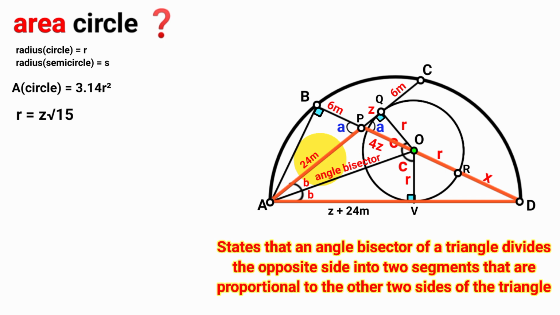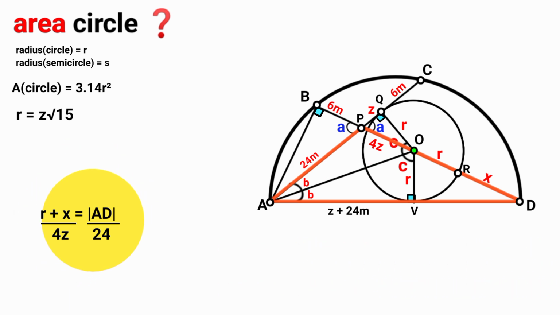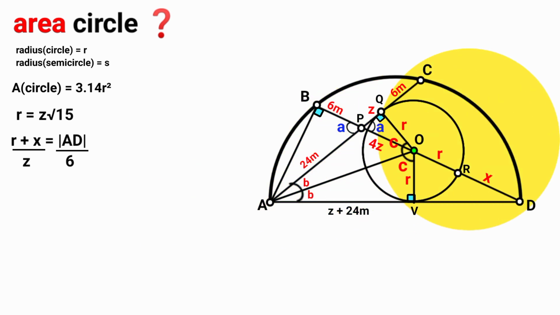So we write it out. R plus x over 4z equal to line AD over 24. This 24 is 4 times 6. This 4 cancels this 4. So it is R plus x all over z equal to line AD over 6. Keep it aside. Come here.